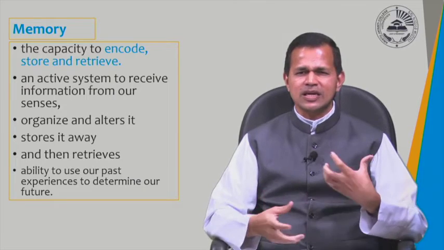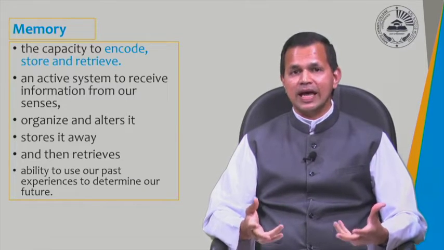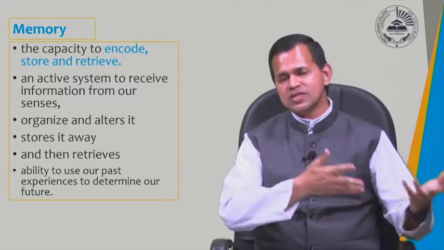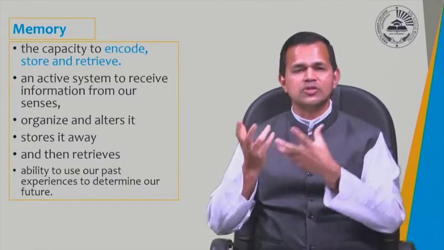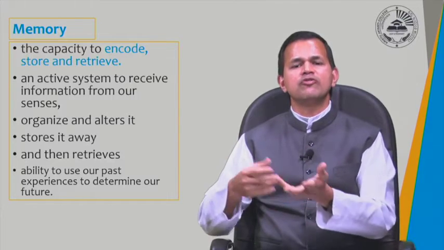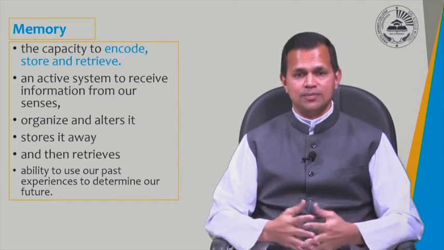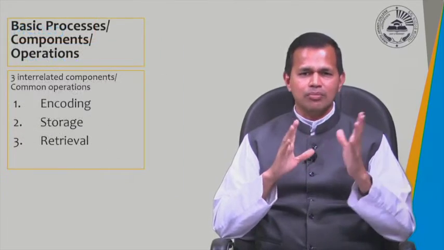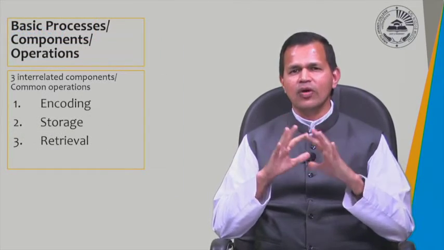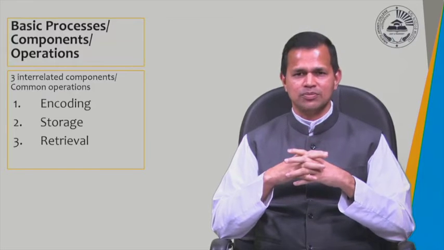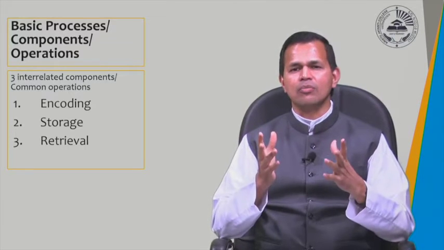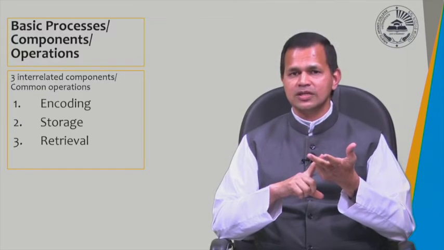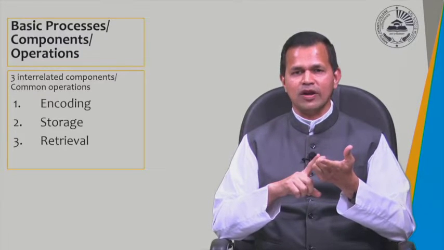So basically, this human capacity of memory enables us to use our past experiences or information which is already stored in our system for the future. There are basically 3 processes or components involved in this human memory system. These are the 3 interrelated components: one is encoding, second is storage, and the third is retrieval.